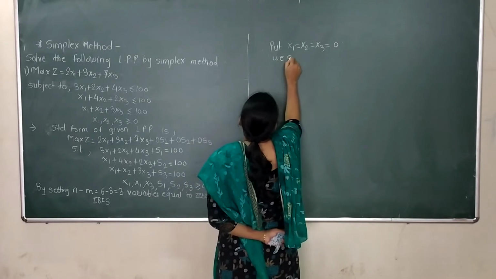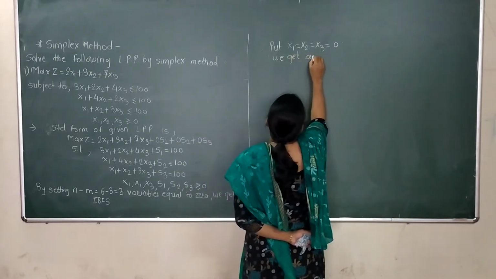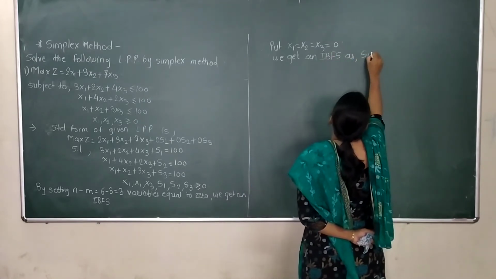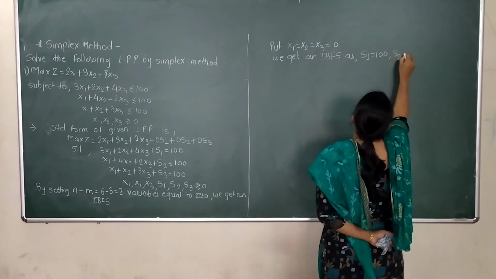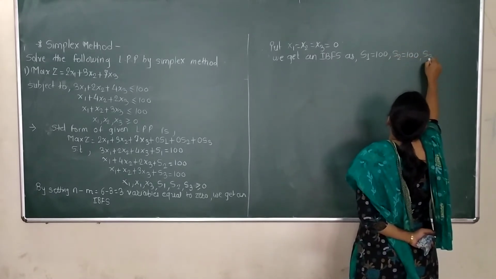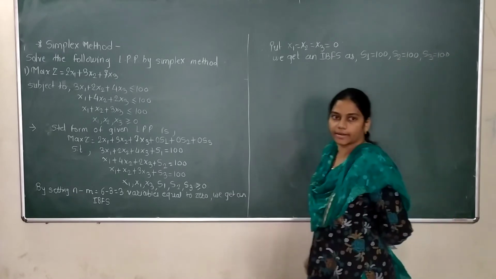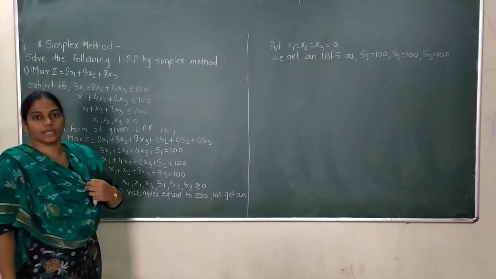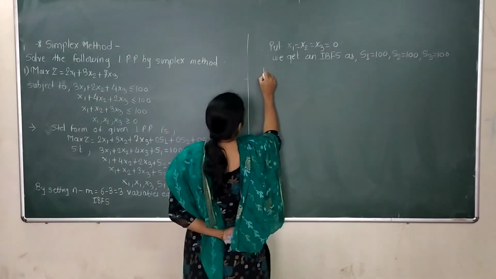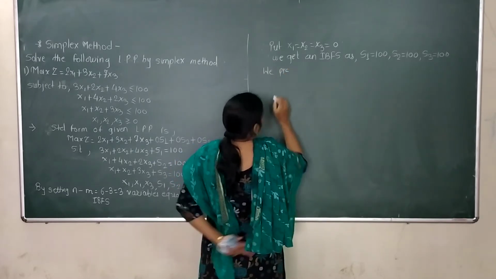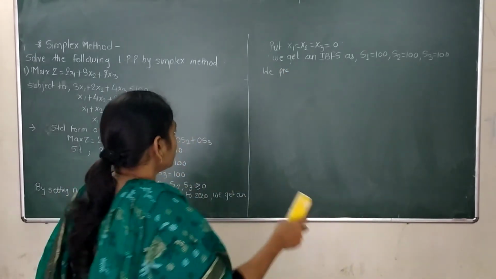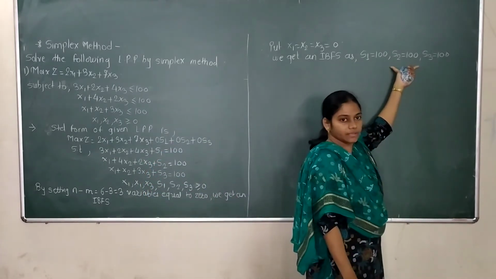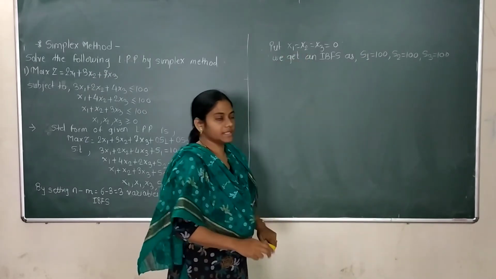Therefore, we get an initial basic feasible solution as s1 is equal to 100, s2 is equal to 100 and s3 is equal to 100. After that, we have to improve this initial basic feasible solution by using an iterative technique. For that, we have to prepare the initial simplex table. And now, the variables which are involved in the initial basic feasible solution are called basic variables, while the rest of the variables are called non-basic variables.